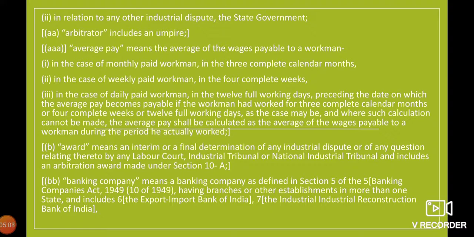In the case of daily paid workmen, in 12 full working days preceding the date on which the average pay becomes payable, right? If the workman had worked for 3 complete calendar months, or 4 complete weeks, or 12 full working days, as the case may be, right? So these are the conditions, right? These are the 3 different categories: 3 complete calendar months, 4 complete weeks, or 12 full working days, right? As the case may be.